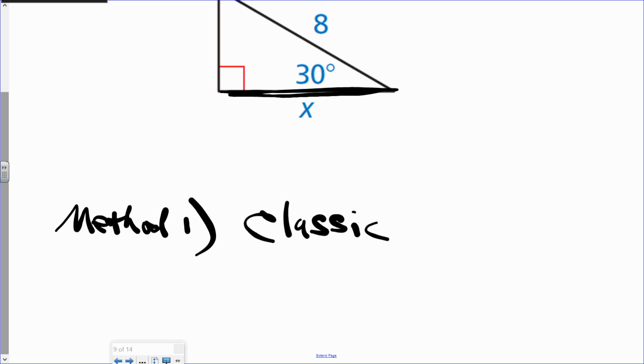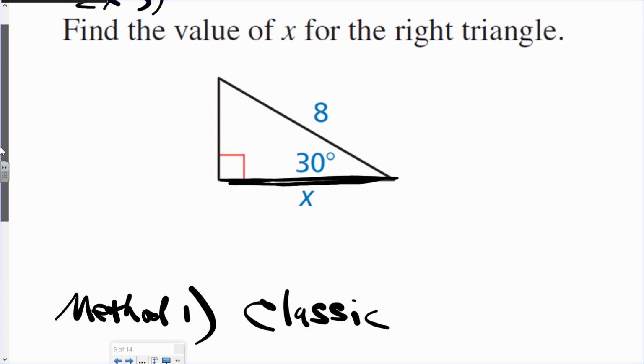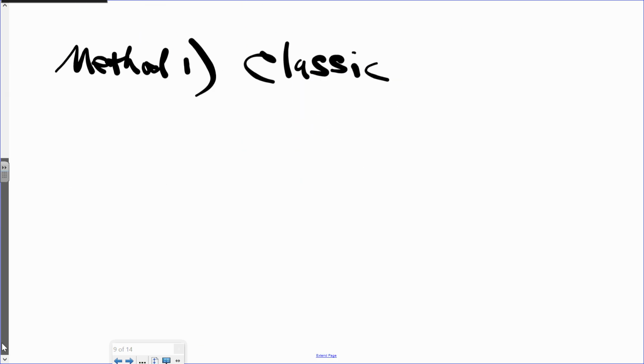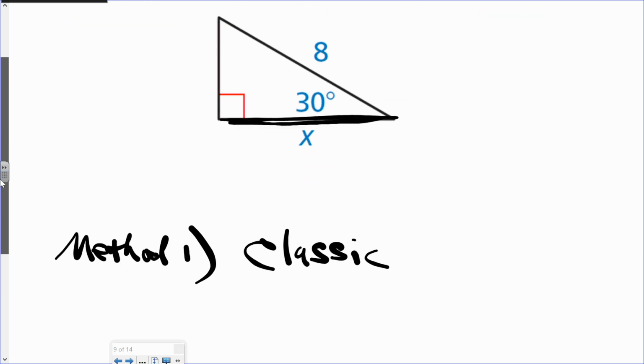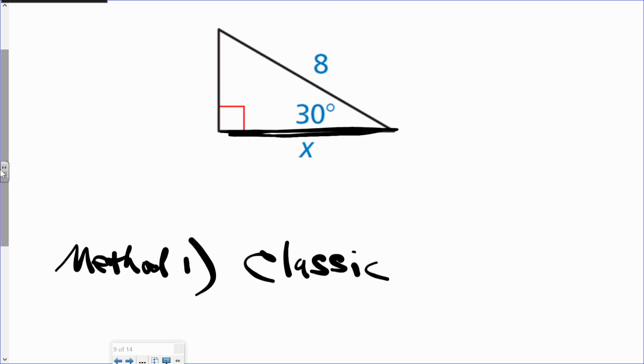Just for our class, this is something I made up. I'm going to call this the classic method. It's the method that you guys already know. So method 1. We're going to compare that with method 2 right now. I'm going to show you two methods. You tell me the one you like. All right, let's solve for x.